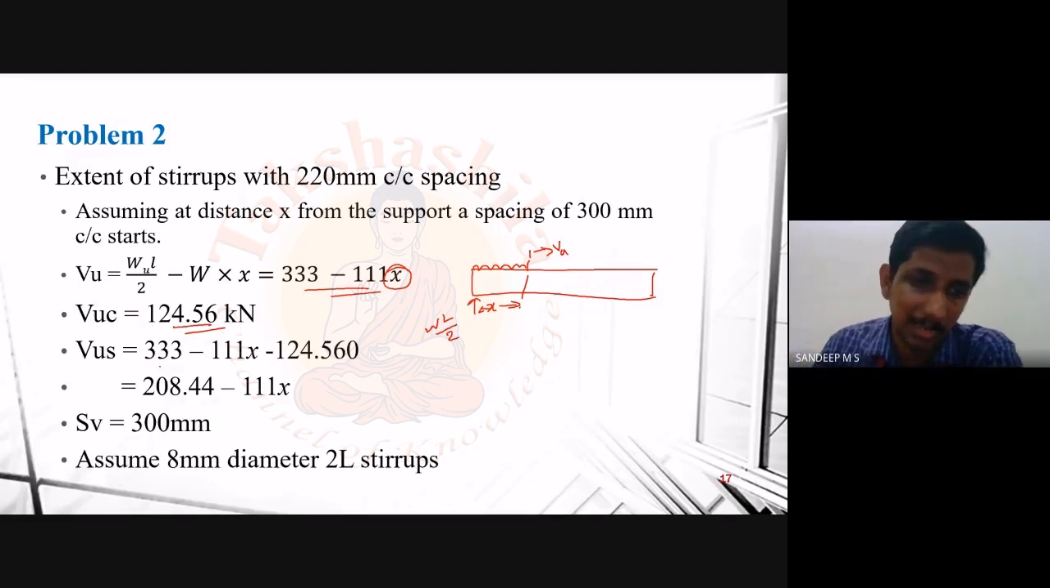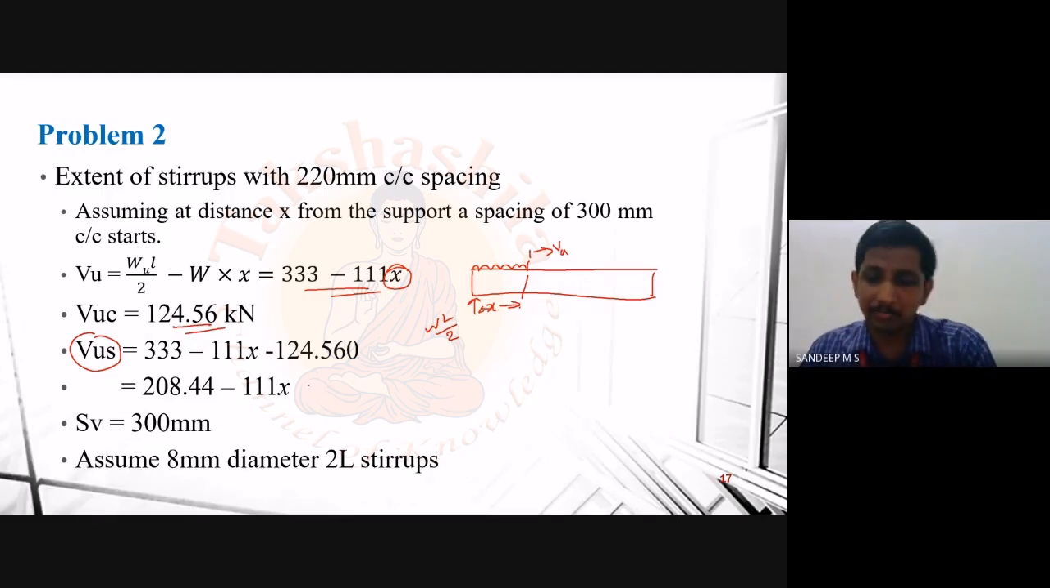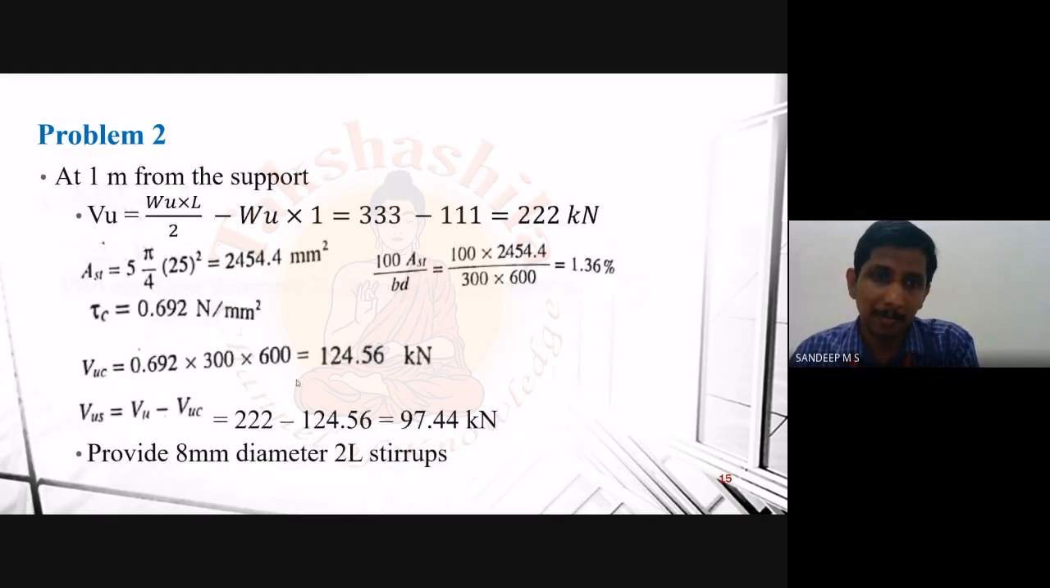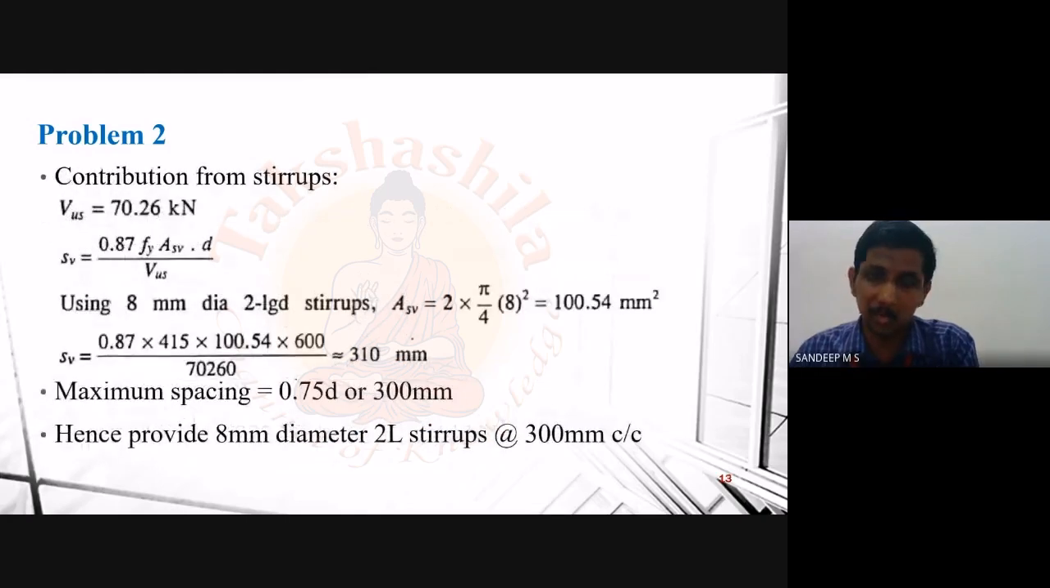Now in the next stage, I need to calculate the amount of shear force that should be resisted by the stirrups at this particular section. So I will take the difference of total shear force, that is 333 minus 111x, minus the capacity of my concrete section. Okay, same procedure. Then I will substitute this VUS in our main equation, that was this one. Here I will substitute this instead of this VUS.